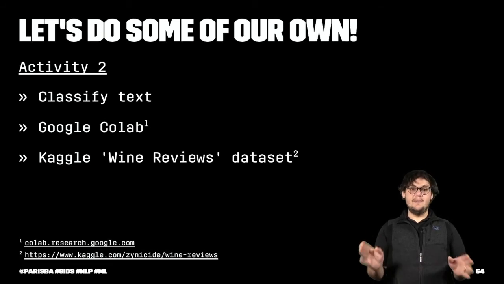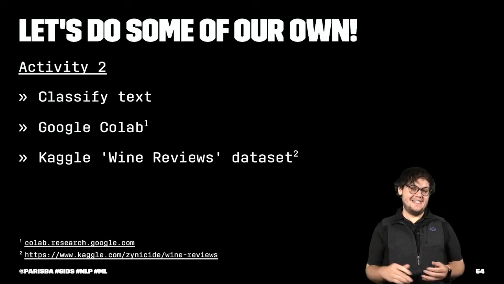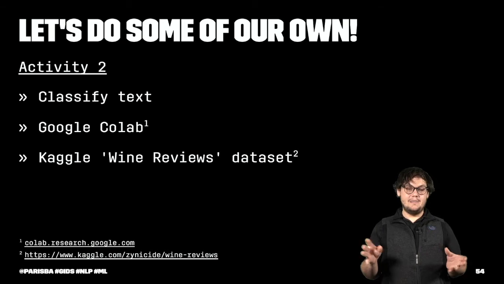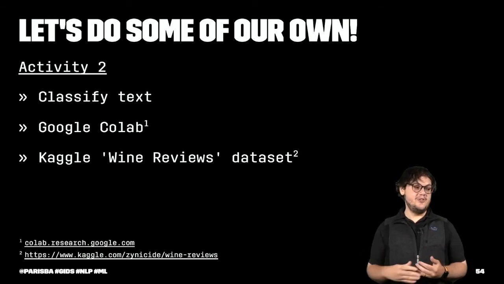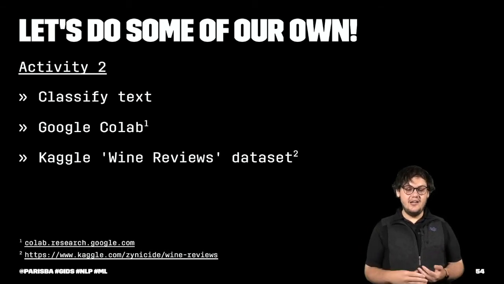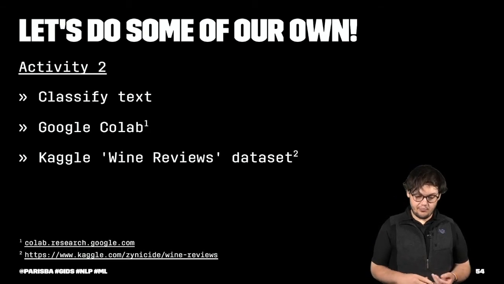Okay, so that was a simple activity. Let's have a look at a little bit more complex activity. In this activity, we're going to classify some text, again on Google Colab. We're going to use the wine reviews dataset, which is on Kaggle. I'll show you that when we do the demo though. Let's get started.